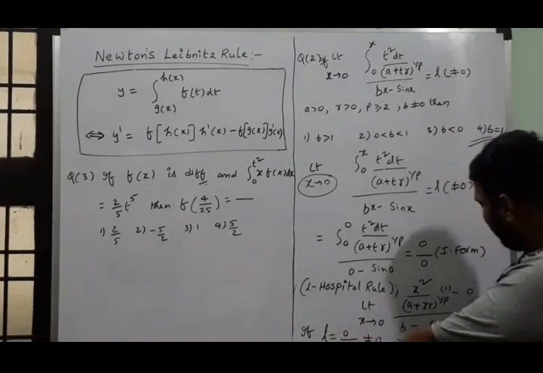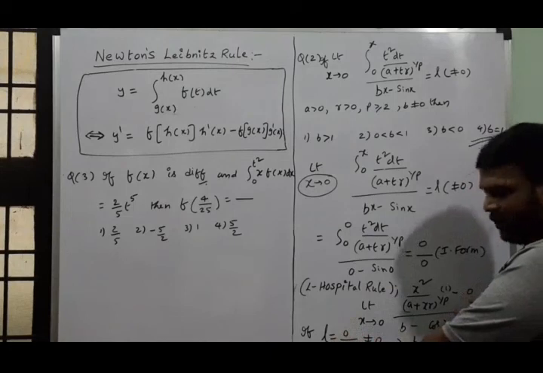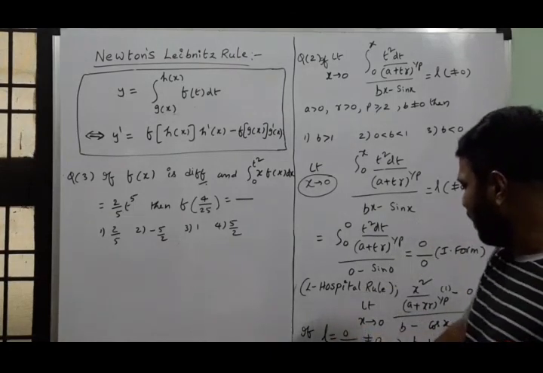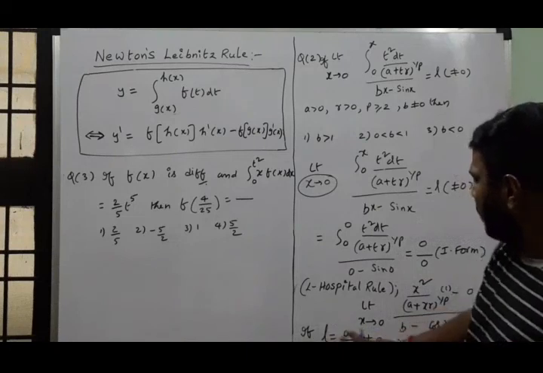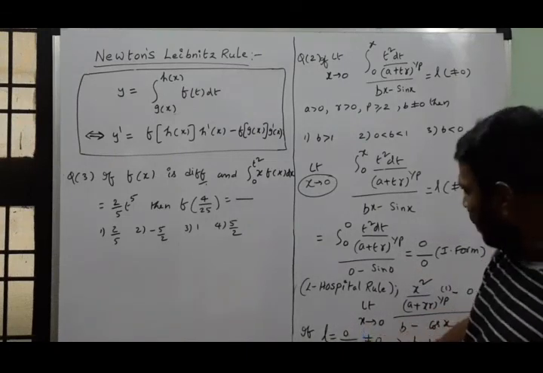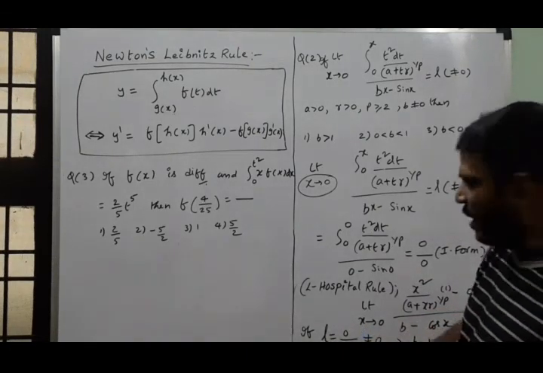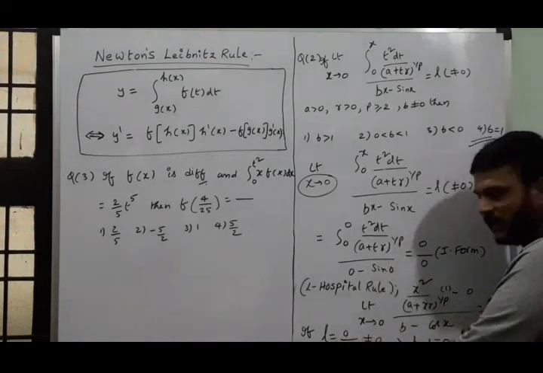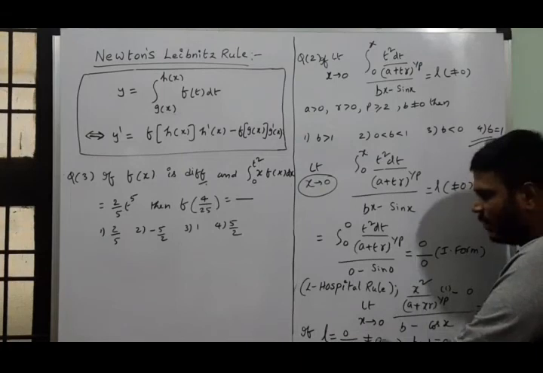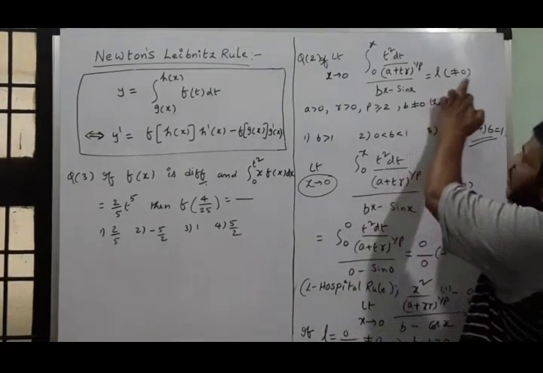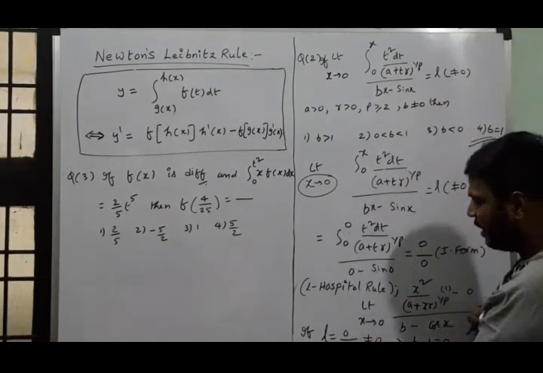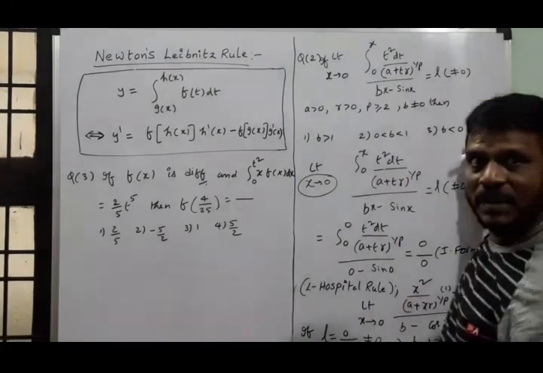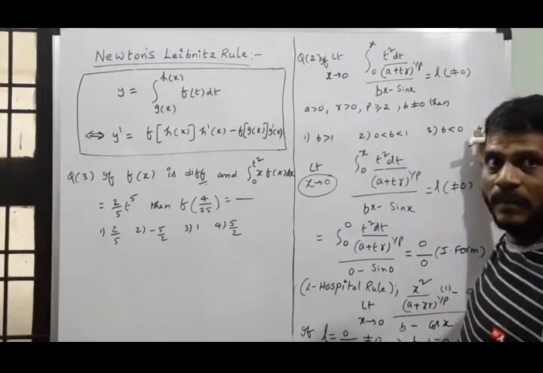Here L is equal to 0 by b minus 1. If b minus 1 is non-zero, L becomes 0. But L is not equal to 0. That's why the denominator should be 0. So b is equal to 1. So our option is b is equal to 1.